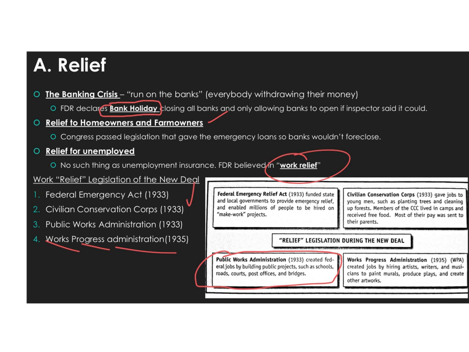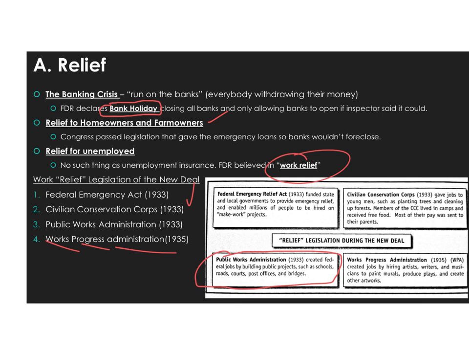And Dorothy Lange, the photographer, she would get paid through the WPA. After a couple of years, the FDR administration wanted to help arts and make sure the arts did not fall behind as well. So all of these are examples of work relief, right?